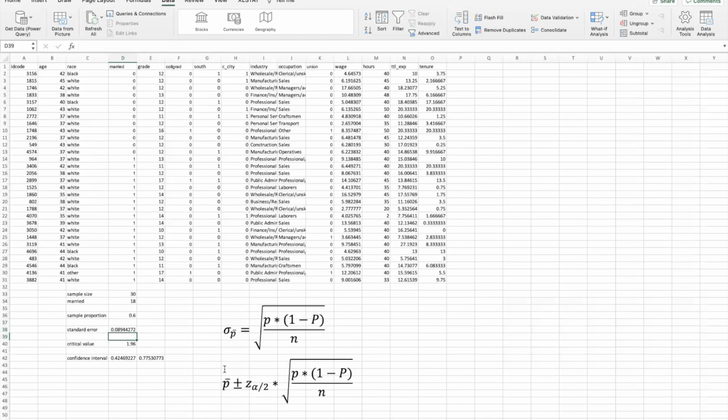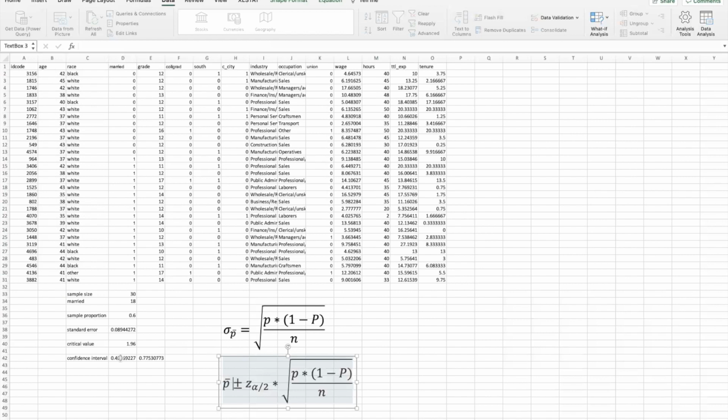And then this formula, as I put it here, is the way that we can compute the confidence interval for this proportion. We need to have the critical value of Z alpha over 2. So for Z alpha over 2 here, we put a critical value equal to 1.96. And then for the confidence interval, we need to use this formula to help us get the confidence interval for this proportion of the married people.